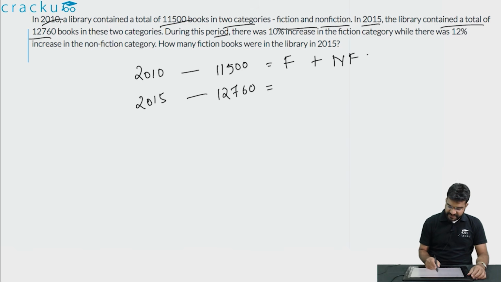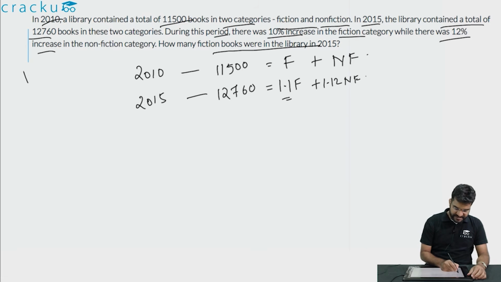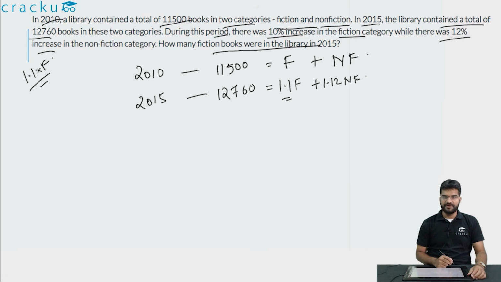Now during this period there was a 10% increase in the fiction category. So the fiction, which was initially F, has become 1.1F, while there was a 12% increase in the non-fiction category, so it becomes 1.12 NF, because non-fiction has increased by 12%. How many fiction books were there in the library in 2015? So we are required to find out the value of 1.1 into F. This is the number of fiction books in 2015.